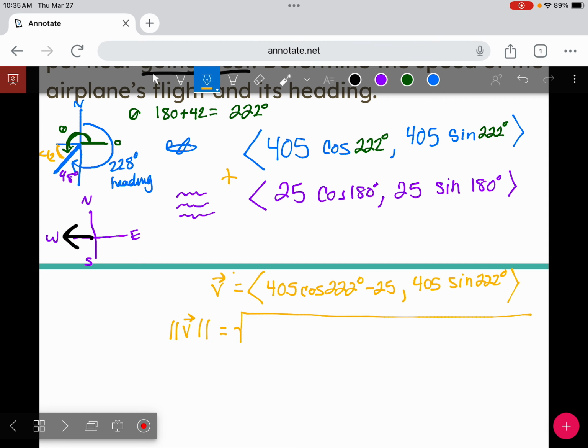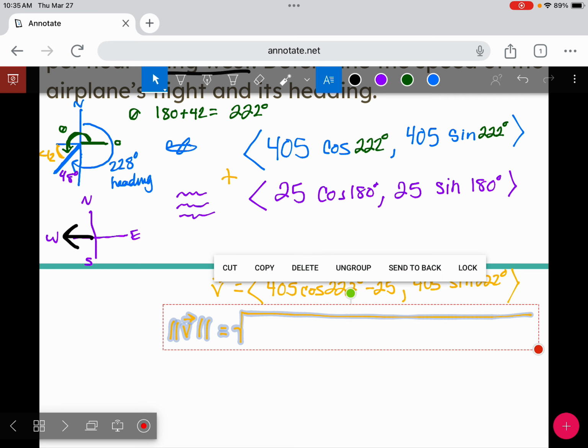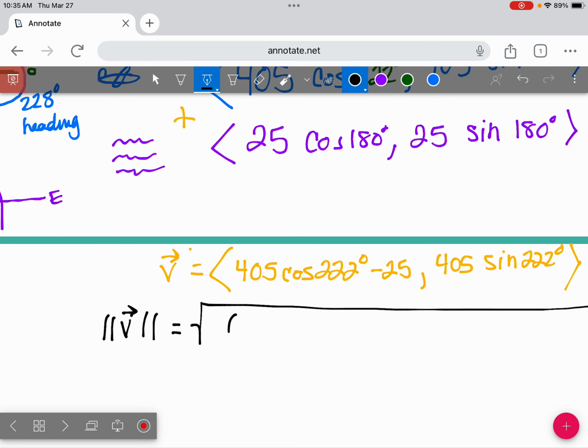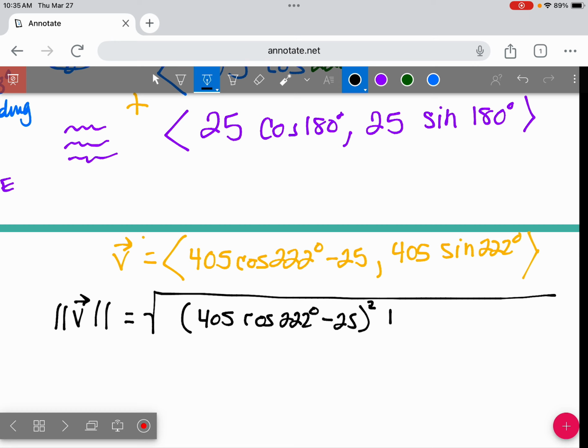I'm going to change the color on this for a second because I don't like the yellow. It's really difficult to see. I've already used purple. Fine, I'll go black. So we're going to take our x piece, that 405 cosine of 222 minus 25, that's our x, and we square it. Then we're going to add to that the y piece squared, our 405 sine of 222 degrees squared.